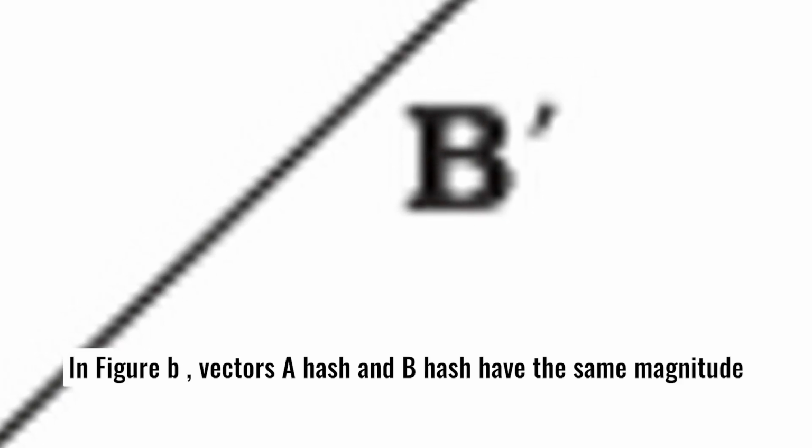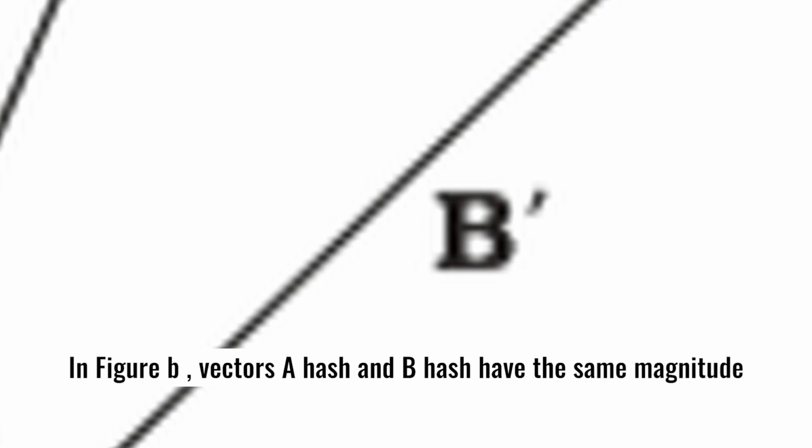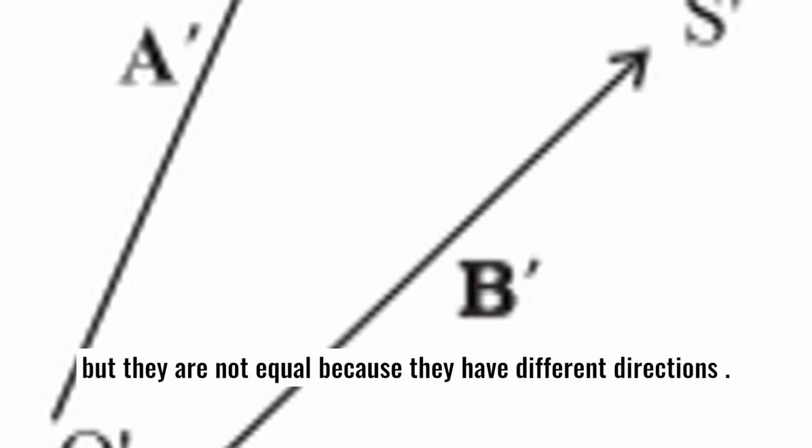In figure B, vectors A hash and B hash have the same magnitude, but they are not equal because they have different directions. Even if we shift B hash parallel to itself so that its tail Q hash coincides with the tail O hash of A hash, the tip S hash of B hash does not coincide with the tip P hash of A hash.